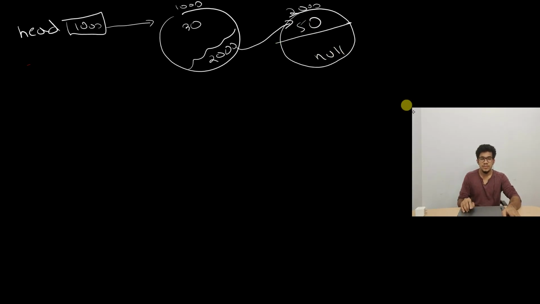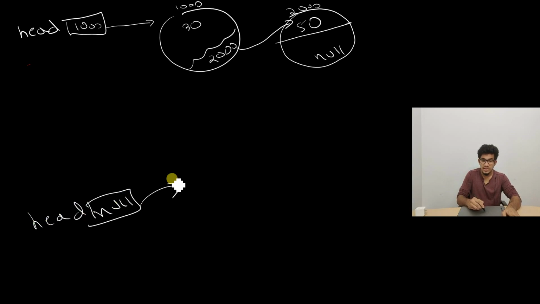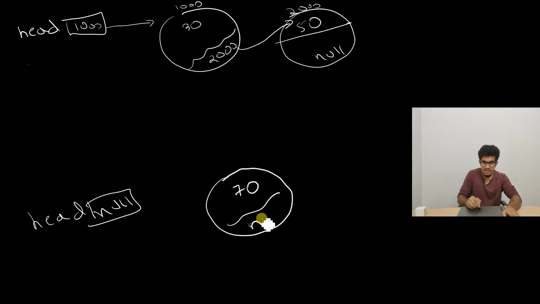Now let's put the first test case. What's the first test case? What if the head is null? Yes or no? If head is null, it means that it is not pointing to anything. If it is not pointing to anything, then I have to create a new node and add the data. The new data is 70, and it is null.